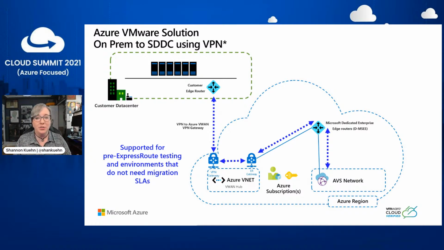So we always stress that this is something you can do for testing before the ExpressRoute circuit shows up, because sometimes that takes some time. Or you could, if you just need hybrid connectivity, this could be a recommended pattern as well.